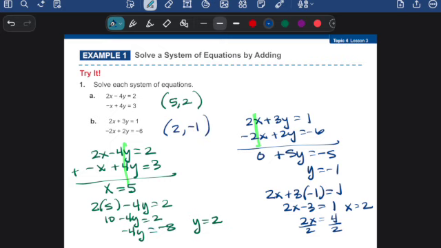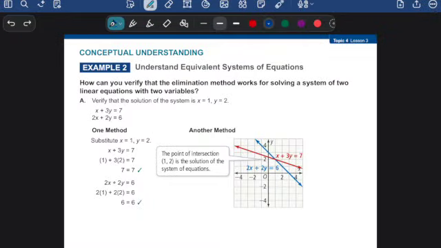So again, using elimination, you're trying to cancel out or eliminate one of the variables by adding the two equations together. Example 2. How can we verify that this elimination method actually works? We'll take our solution, 1, 2, and see if it works. Okay, so they're telling us the solution is 1, 2. Let's plug it into both equations and see if we get a true statement.